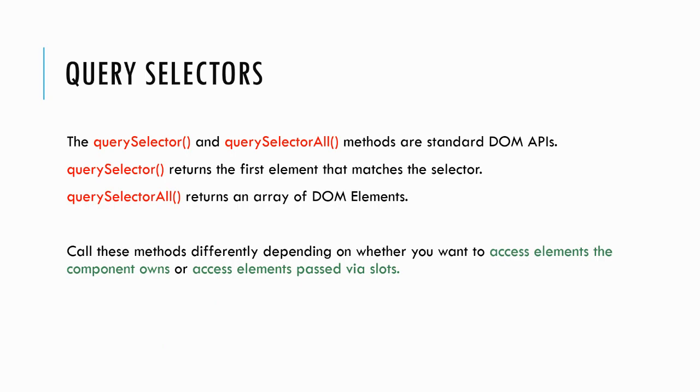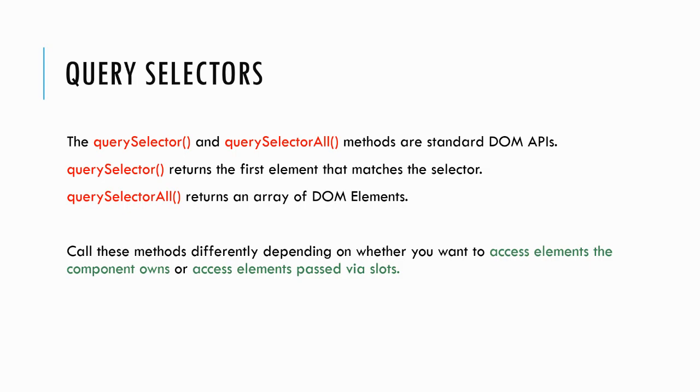The querySelector and querySelectorAll methods are standard DOM APIs. So basically these are JavaScript methods which we use in our LWC framework. But there is one key difference between these two selectors, querySelector and querySelectorAll. The difference is that querySelector returns the first element that matches the selector, and querySelectorAll returns an array of DOM elements. So this is one of the crucial differences between these two. querySelector simply returns the first element which matches our criteria, and querySelectorAll returns the entire array of DOM elements.